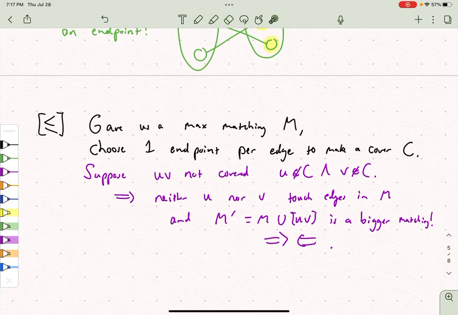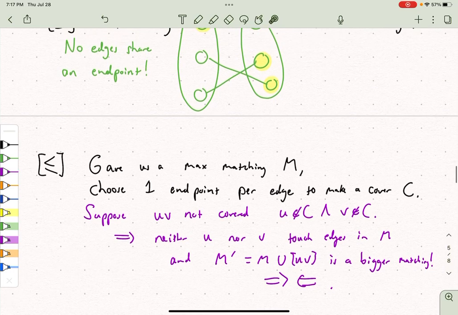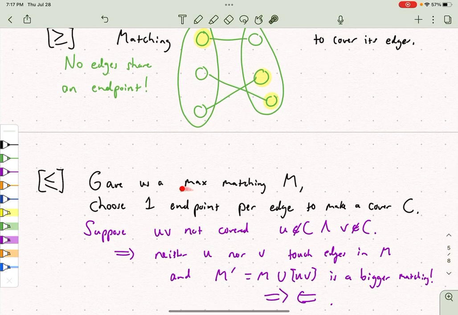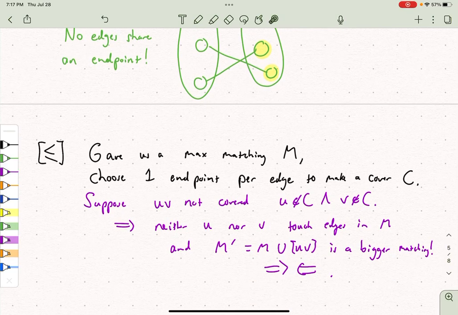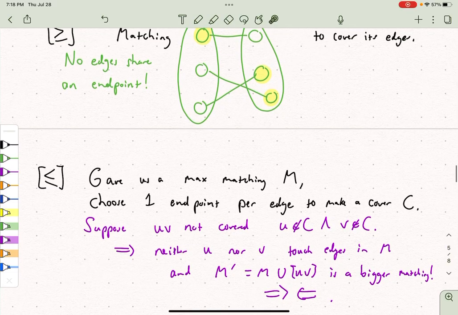But that contradicts the fact that M was a maximum matching. So that's kind of the idea, and we can see that even without using max flows. But the issue here is, well, choose one endpoint per edge. Well, how do we actually do that? Maybe there isn't a way to do that. But this is the idea. So the idea is, if we hypothetically chose the endpoints just right, then we would be covering all edges.